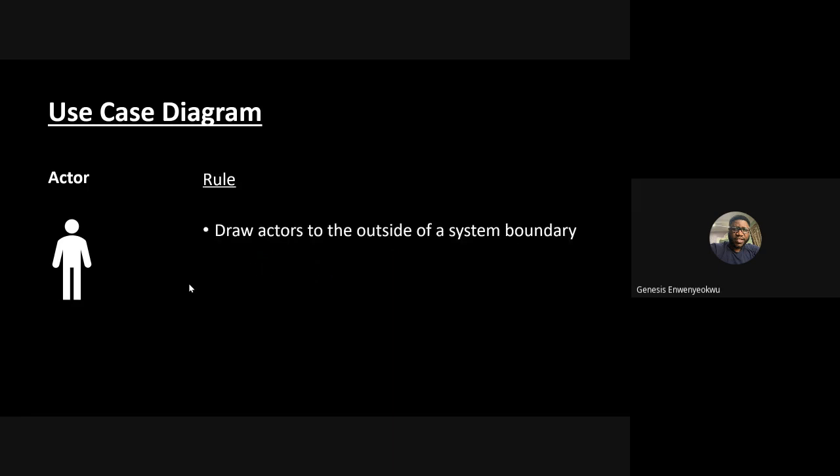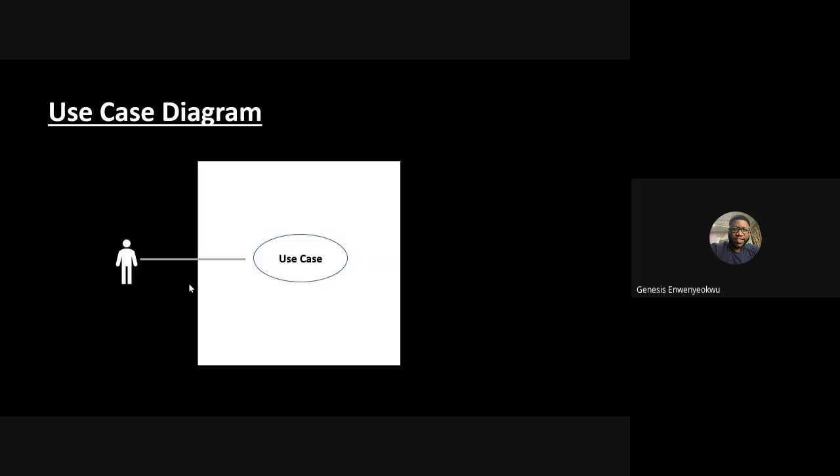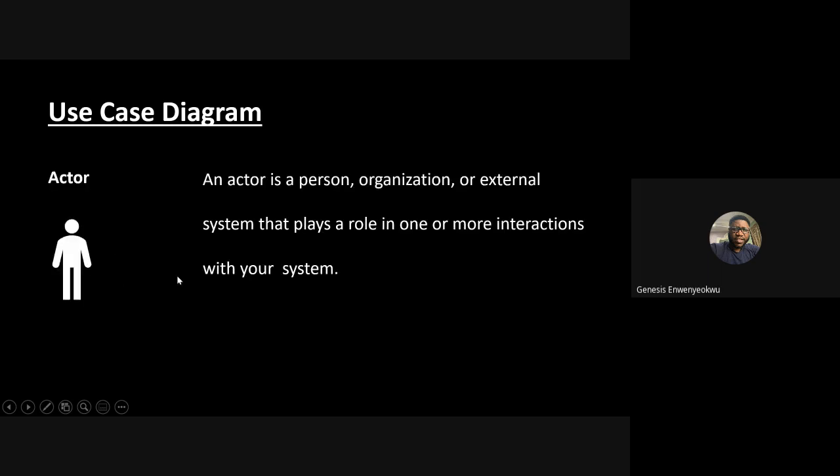To draw an actor, we must ensure that we draw the actor outside of the system boundary. The actor is not drawn inside the system boundary. It is drawn outside the system boundary, just like we have in this diagram. The actor is drawn outside of the system boundary and not inside the system boundary. You have to take good note of that.